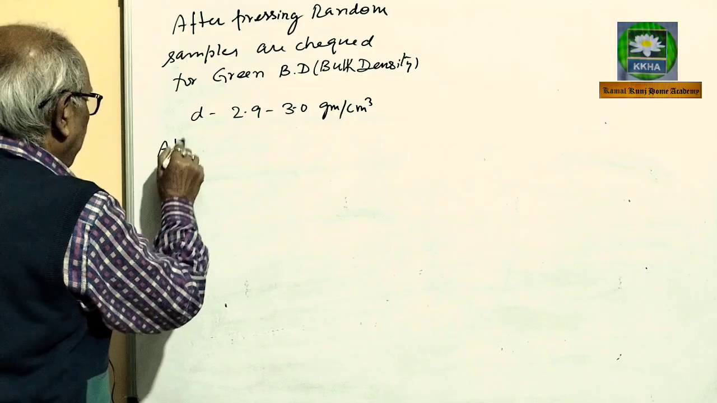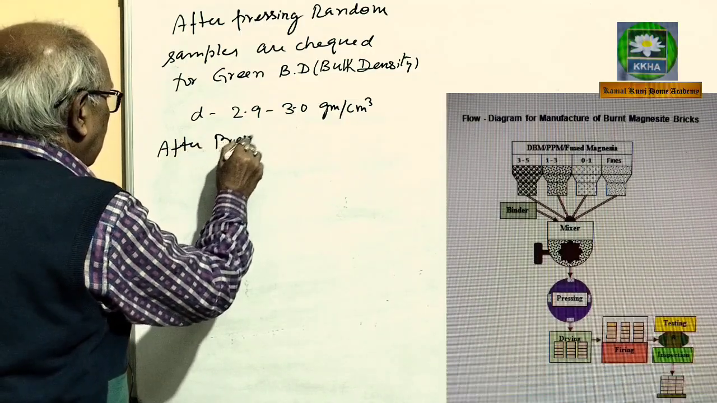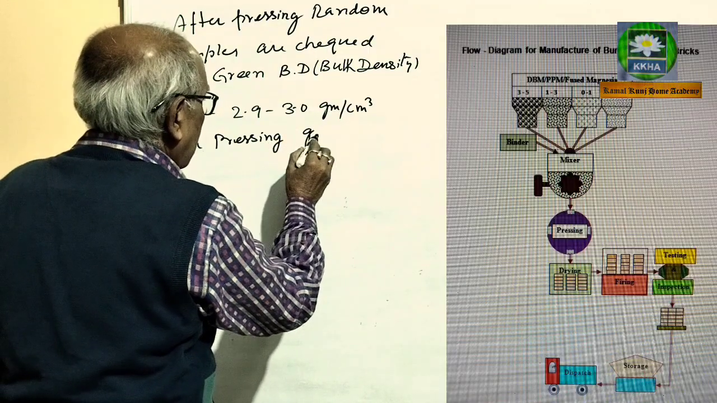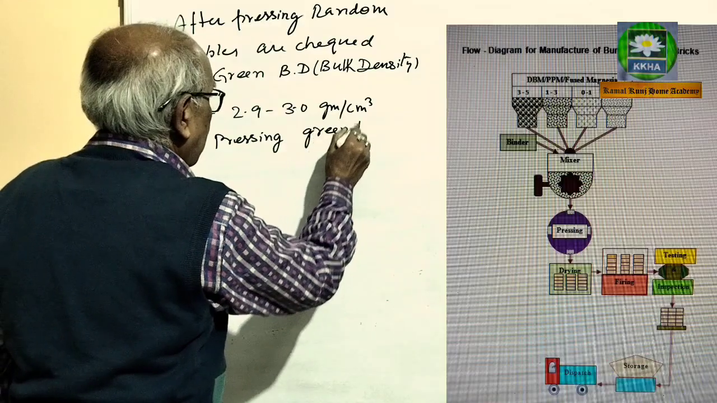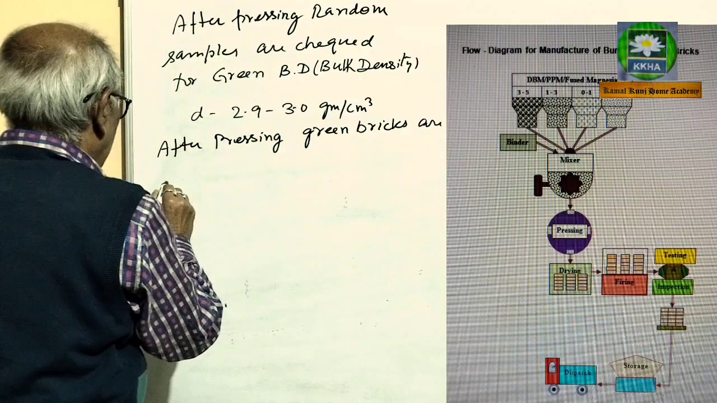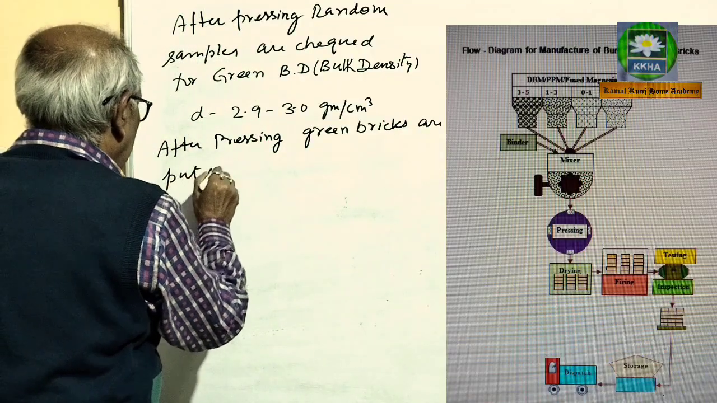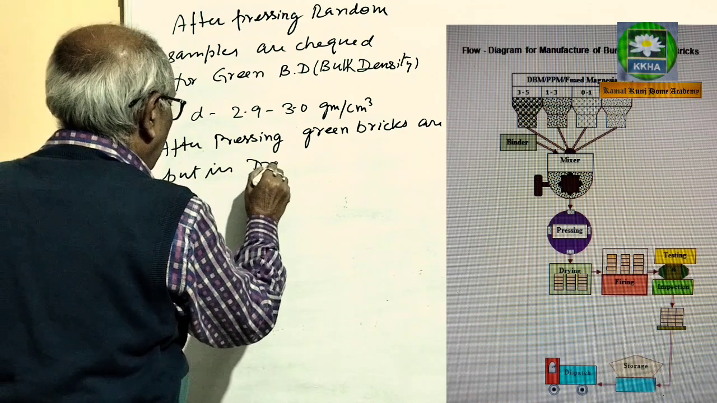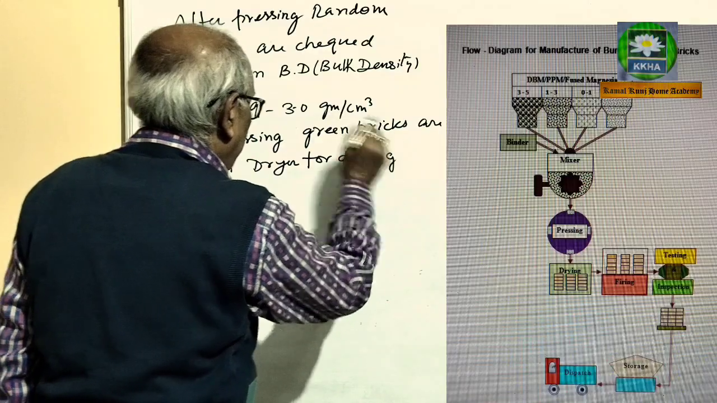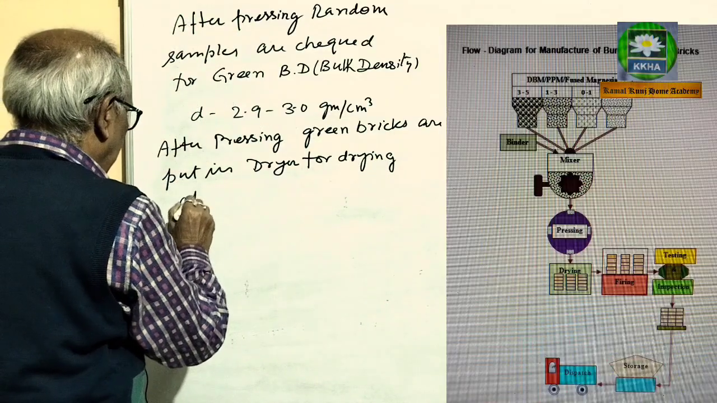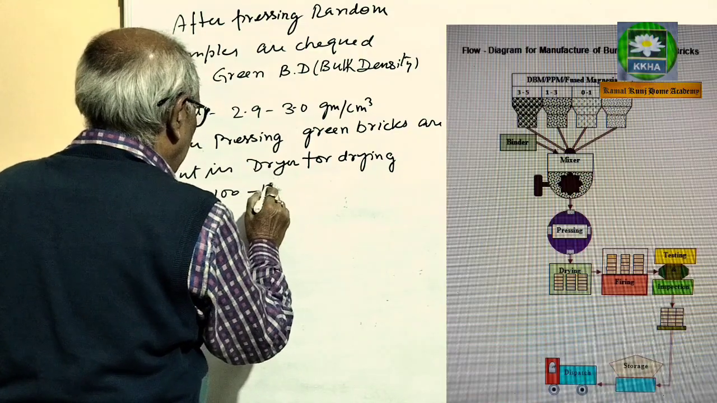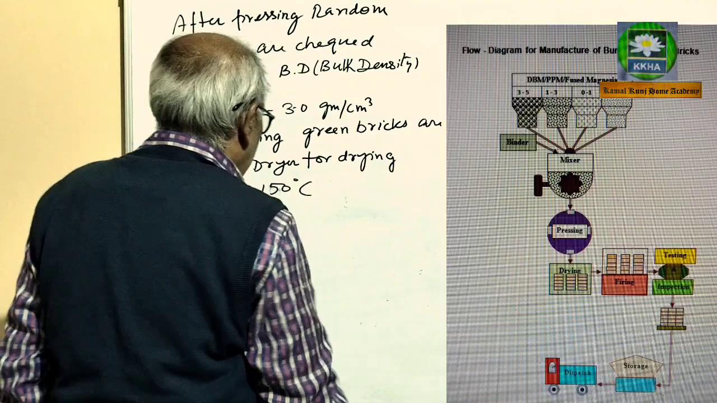After pressing, green bricks are transferred to the dryer for drying. Drying at 100 to 150 degrees Celsius.